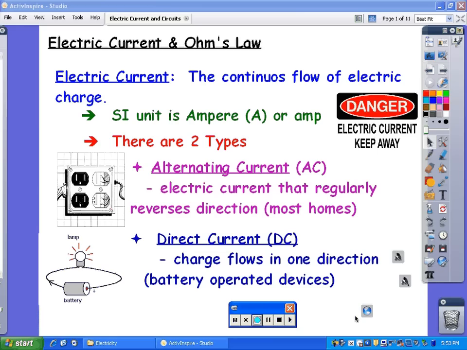Two types of current. You have AC and DC. And AC is what we have in our houses, electric current that regularly reverses direction. It goes one way and then it comes back another. That's hence the name alternating current. It goes to and fro. Direct current, on the other hand, is flow in one direction. Battery-operated devices work this way.